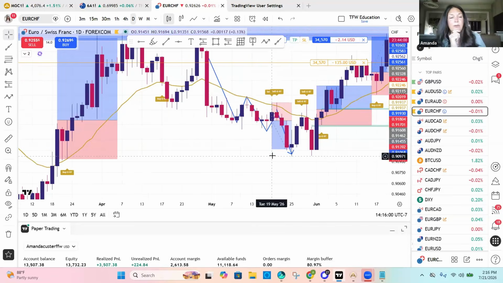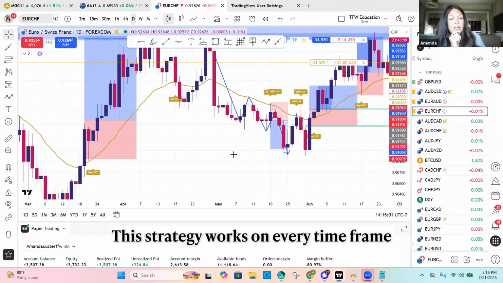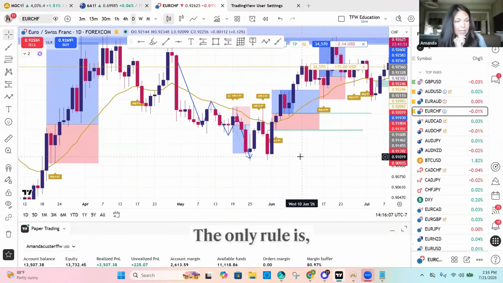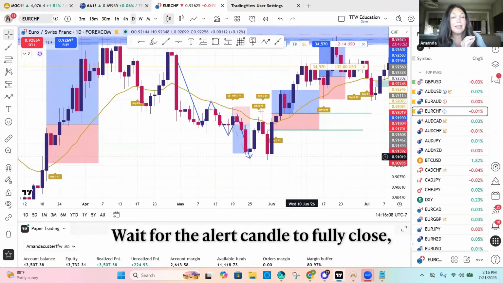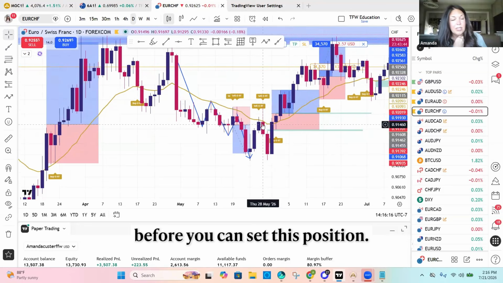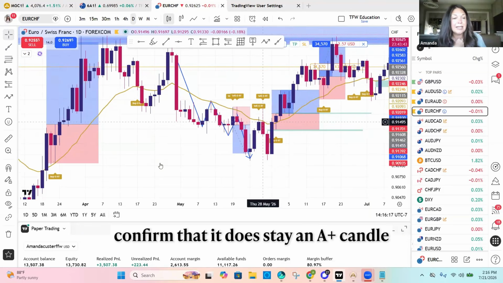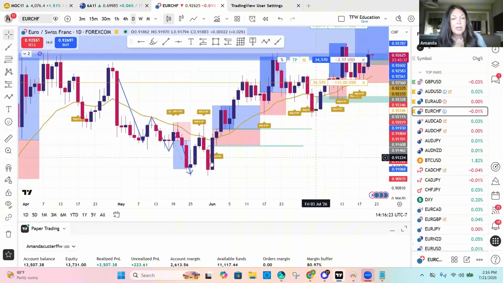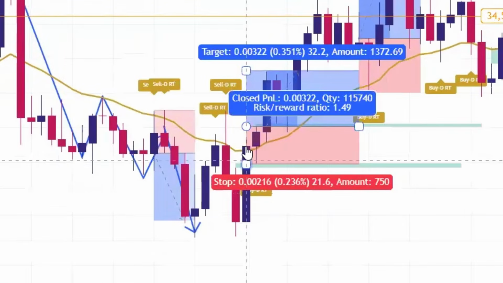Somebody asked, does this work on the 4-hour time frame? Absolutely. This strategy works on every time frame. The only rule is, as always, you have to wait for the alert candle to fully close and see the new candle populating before you can set this position. You have to confirm that it does stay an A+ candle. That's the only stipulation.